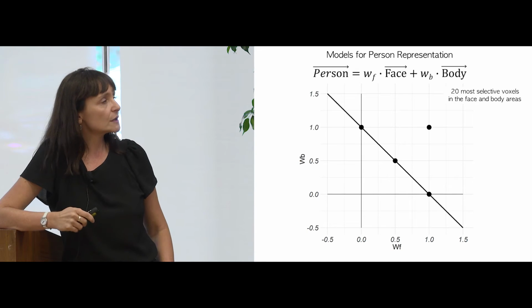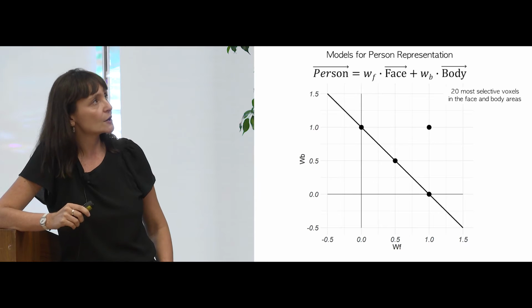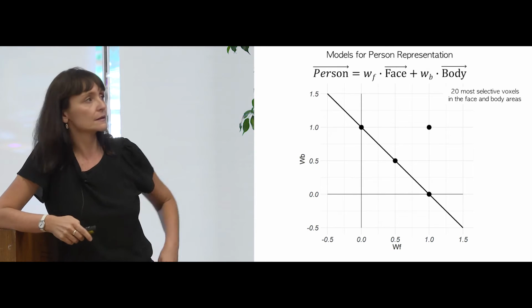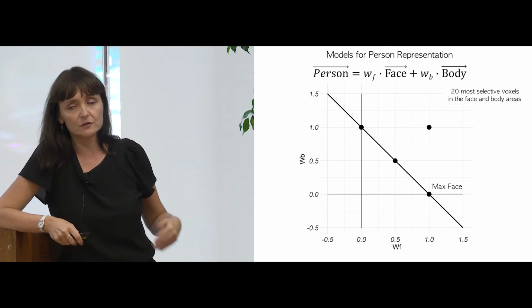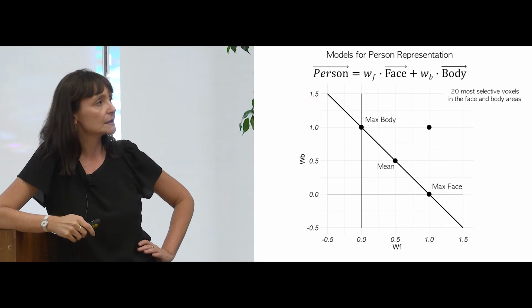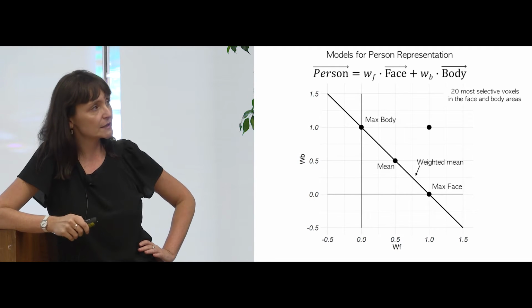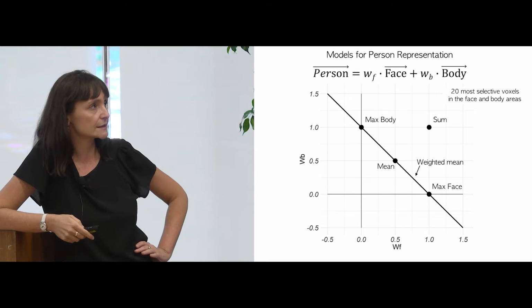So what I'm showing you here is how I'm going to show you the results. This is WB, the weight for the body. This is WF, the weight for the face, when we are presenting the whole person. And if we find data here, that is consistent with the max response to the face, so the response to the whole person is similar to the response to the face; that would be max response to the body. That will be a mean response. This would be a weighted mean response in which the weight is larger for the face than the body, and that would be a sum response. Okay, so this is how I'm going to present the data.